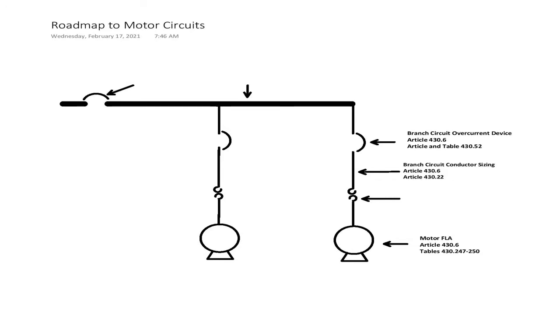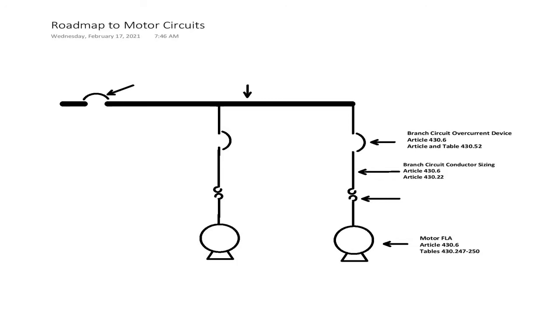And then our branch circuit overcurrent protection device, or like I said, better yet, the short circuit and ground fault protection for our branch circuit is going to be found in Article 430.6, directing us to Article and Table 430.52. Now, 430.52 asks us to increase the size of our branch circuit, short circuit and ground fault protection to allow the motor's inrush of current or its locked rotor amperage to take place and actually get the motor started.